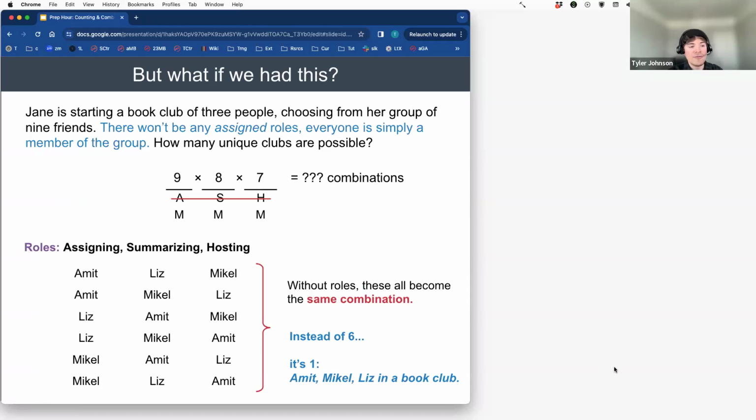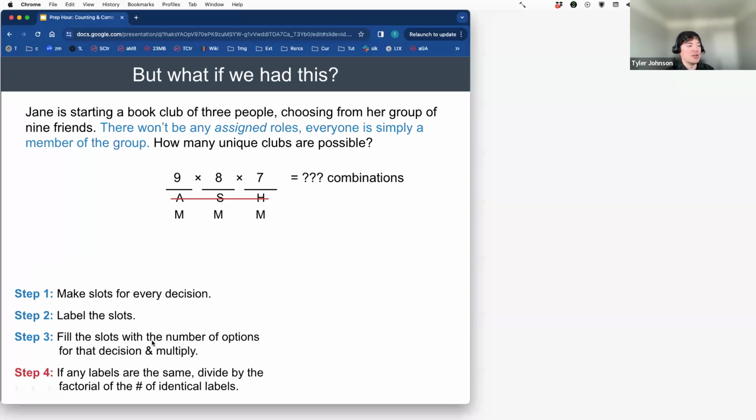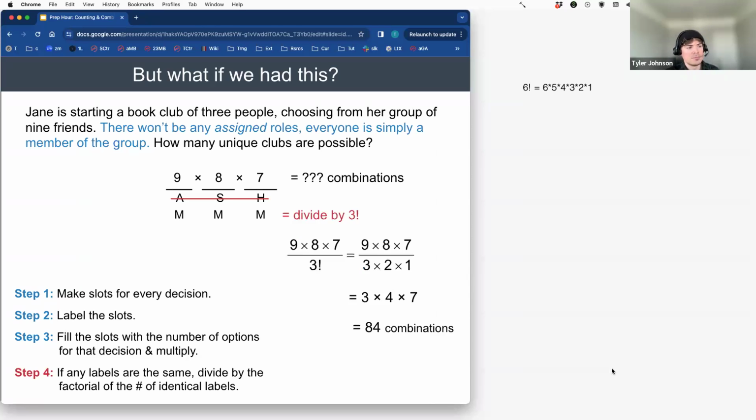So the fourth step you have to take when you have matching labels is you need to divide by the factorial of identical labels. And if you are unfamiliar, a factorial is written with an exclamation point, and it means you multiply that number by every integer down to 1. So 6 factorial, 6 times 5 times 4 times 3 times 2 times 1. So I have 3 matching M's. That means I need to divide by 3 factorial. So we went from 504 down to 84.